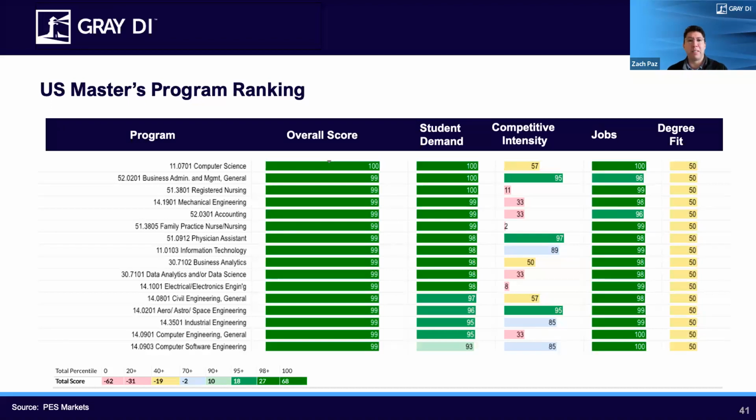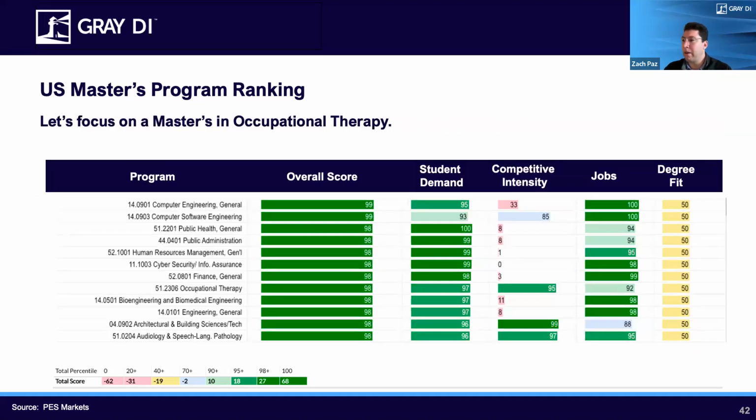And again, another reason why we have that part of our system. If you create a weighting system, you can look at it from a high level to say, hey, where should I even start? This isn't necessarily the answer, but where should I even start from a perspective of identifying high potential programs? The program that we're going to look at for this month is occupational therapy.